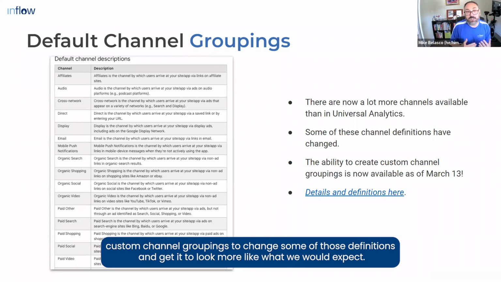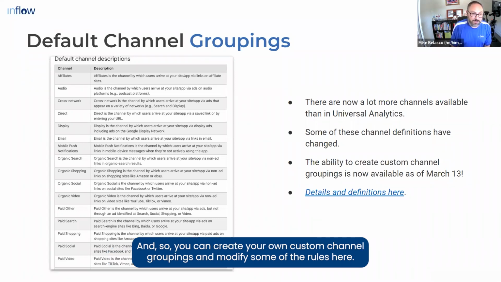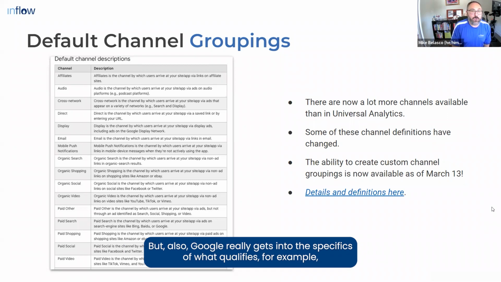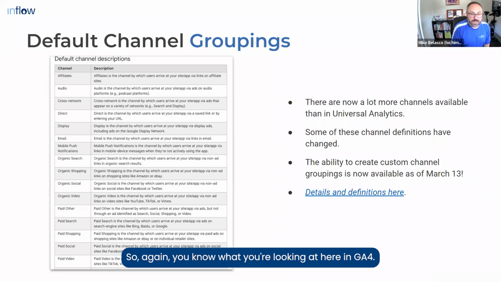But now, as of a couple of weeks ago, we do have that ability. And so you can create your own custom channel groupings and modify some of the rules here. I would definitely suggest clicking on that details and definitions link. You'll see this table that we have here, but also Google really gets into the specifics of what qualifies, for example, as affiliate traffic, what qualifies as organic search traffic, so on and so forth. Definitely worth really familiarizing yourself. So again, you know what you're looking at here in GA4.